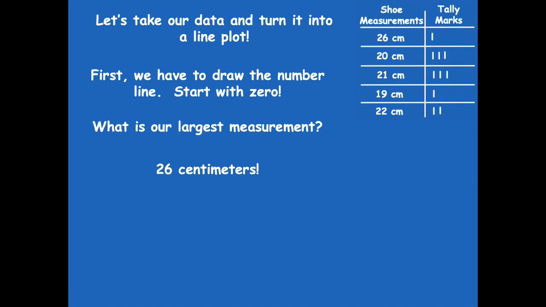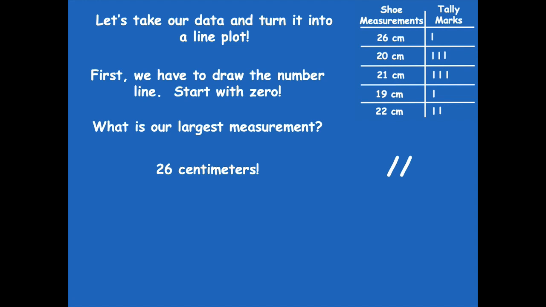Oh, wait a minute. Who remembers the symbol we can use to show a break in our number line? What's that symbol that we could use? Yeah, it's those 2 slashes, right? So we can start at 0 and then use the double line to stop our number line and show that we're having a break. What number do we start again at? Yeah, we're going to start at 19 because that's our smallest measurement in our chart.